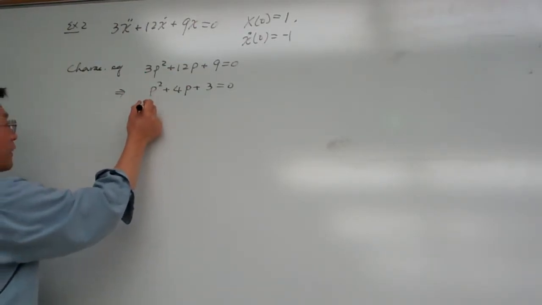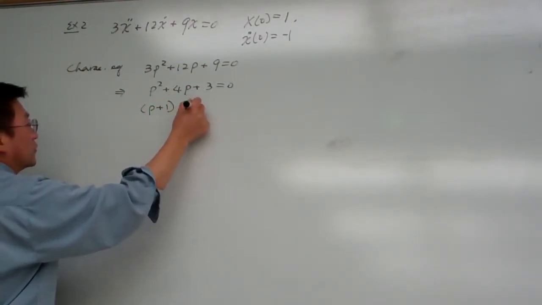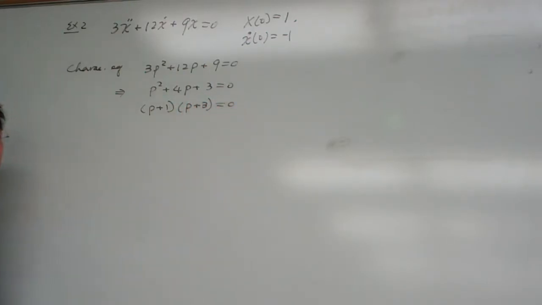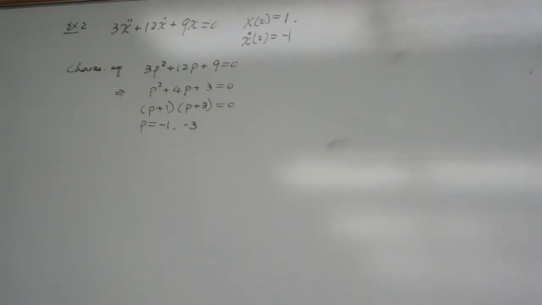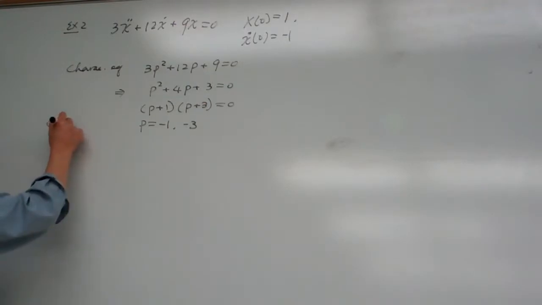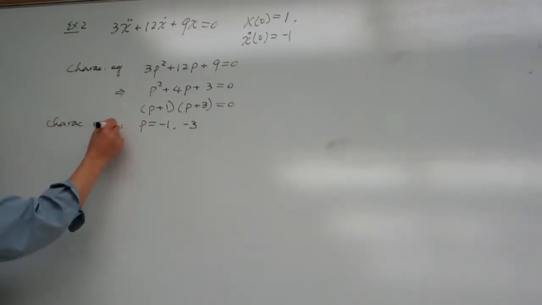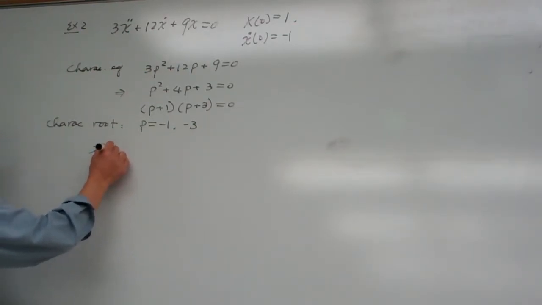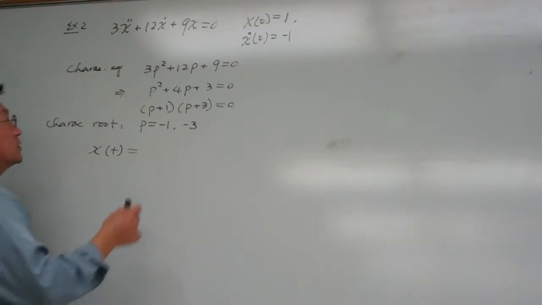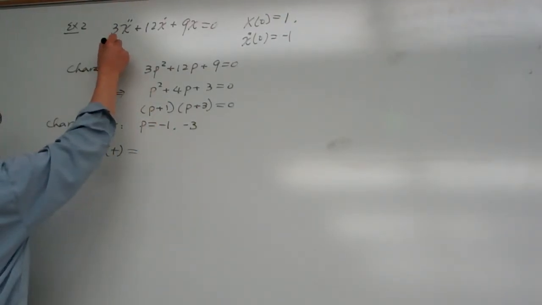If you can factorize, this is equivalent to (p plus 1)(p plus 3) equals 0. So from here p equals minus 1 and minus 3. That is the characteristic root. Both roots are real, so for sure this is overdamping, because overdamping has different real roots.